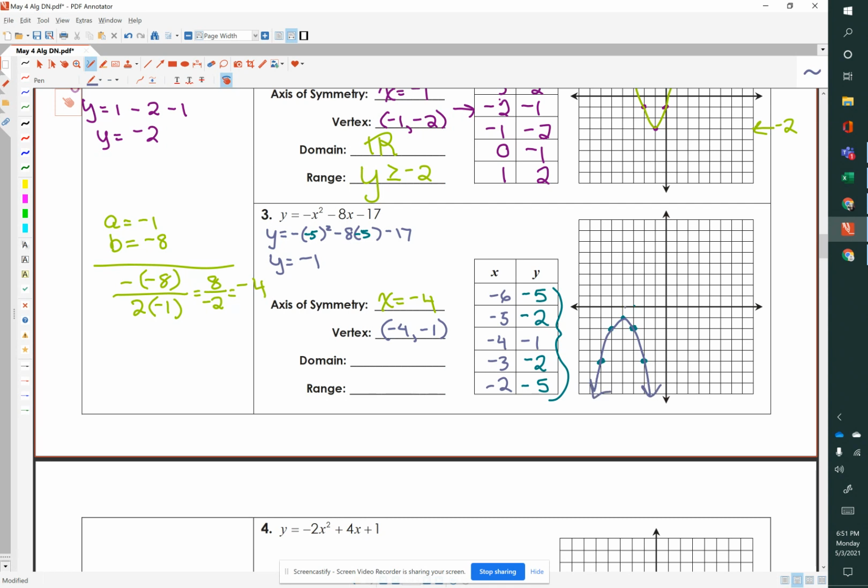Okay, and we have that maximum. So the vertex now, it's not a minimum, it's a maximum. So we have that domain. This graph will go on to negative infinity and positive infinity. So the domain will be all real numbers. But the range would be all the values of y such that y is less than or equal to negative 1. So the parabola is going down in this direction. So let's try a couple more.